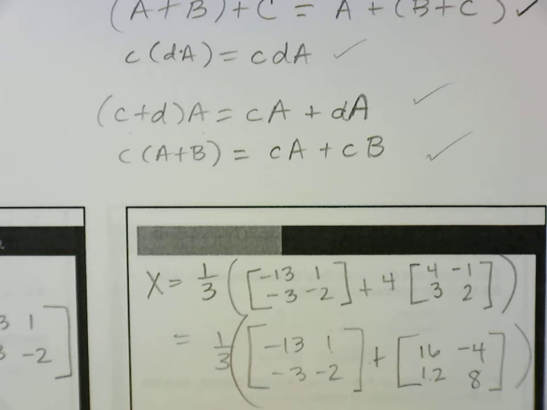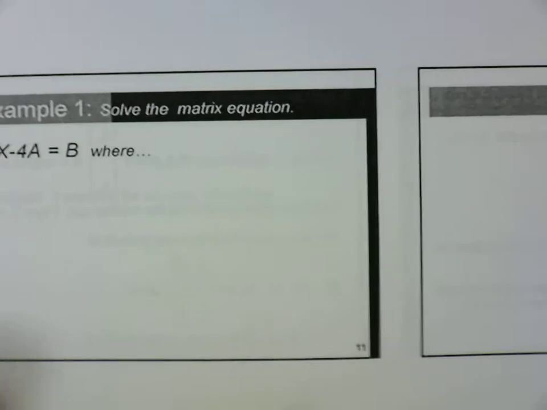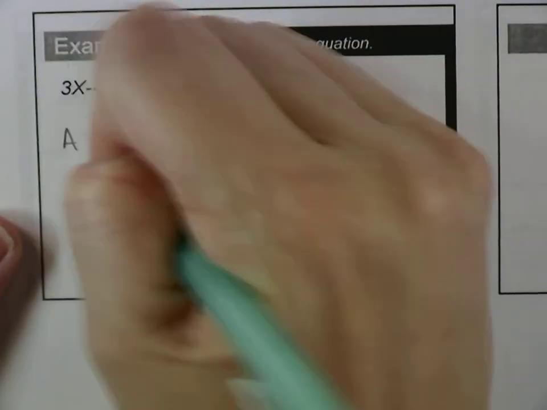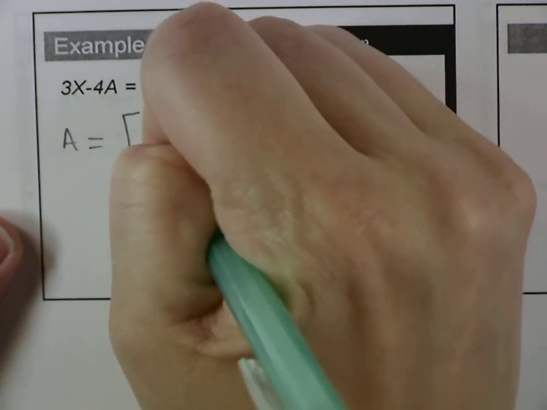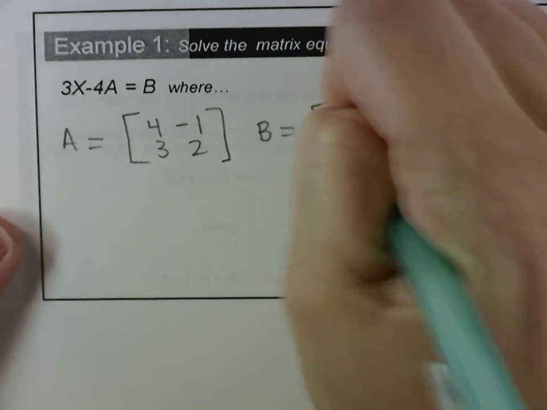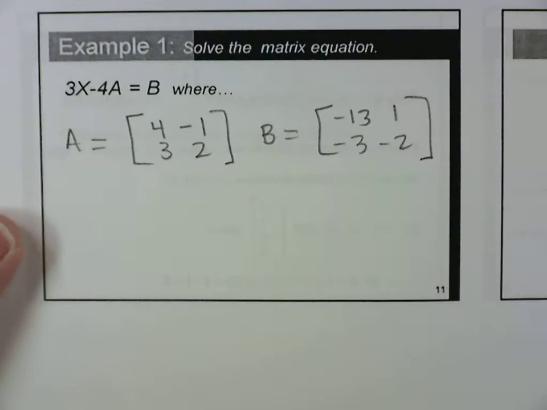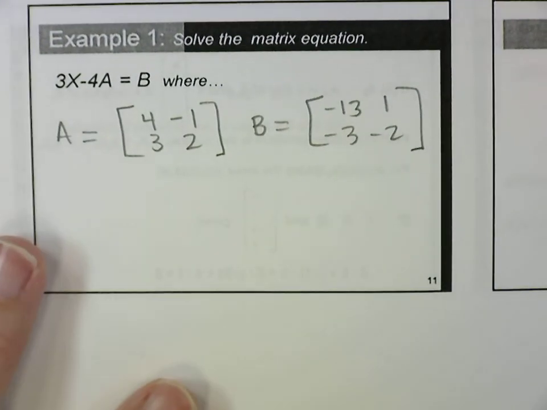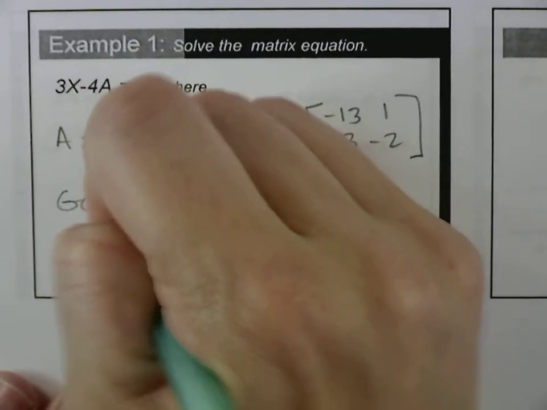Okay, so our next example, it says solve the matrix equation 3X minus 4A equals B, where A is equal to the matrix 4, negative 1, 3, 2, and B is equal to negative 13, 1, negative 3, negative 2. So when it says to solve the matrix equation, our goal is we want to solve for X.